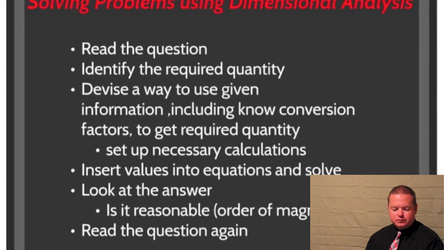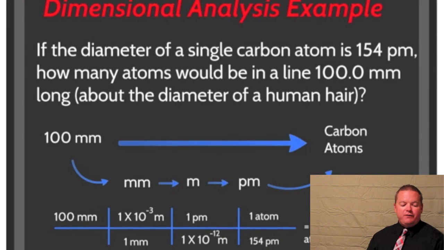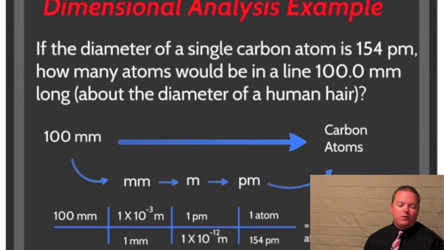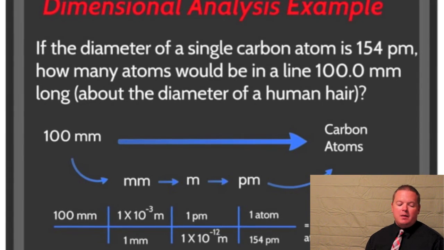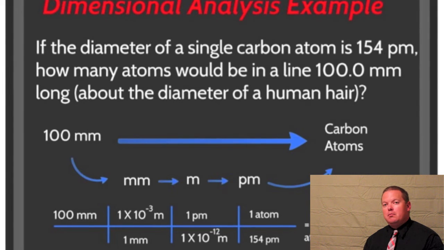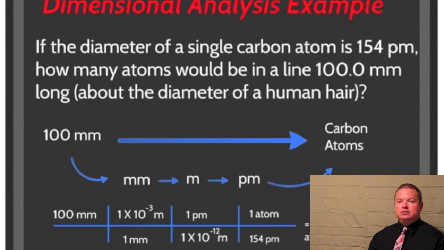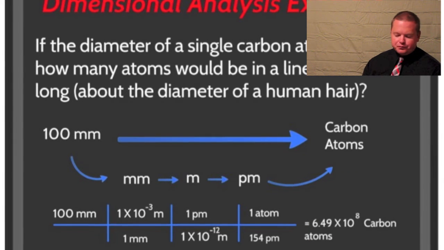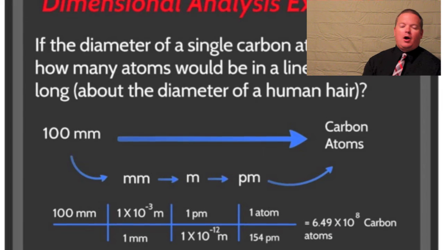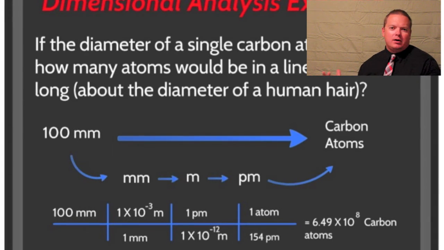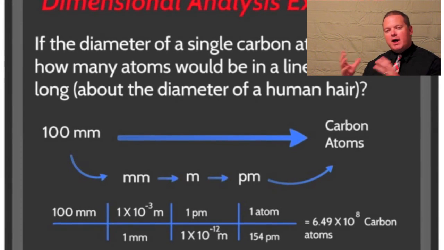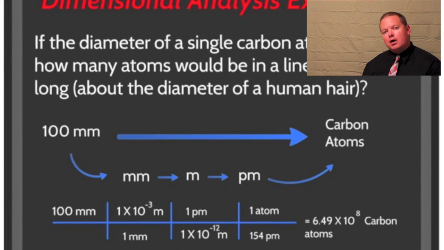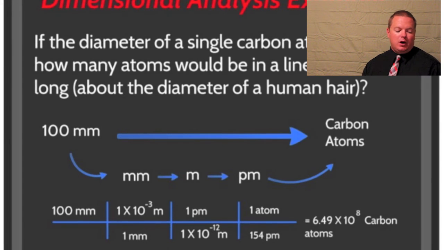For example, let's look at this: if the diameter of a single carbon atom is 154 picometers, how many atoms would be in a line 100 millimeters long, which is equivalent to about the diameter of a human hair? That's a lot of stuff we haven't talked about yet, carbon atoms, hairs. But if we just follow the plan we've established, looking at what we have and where we want to go, we can solve this problem.